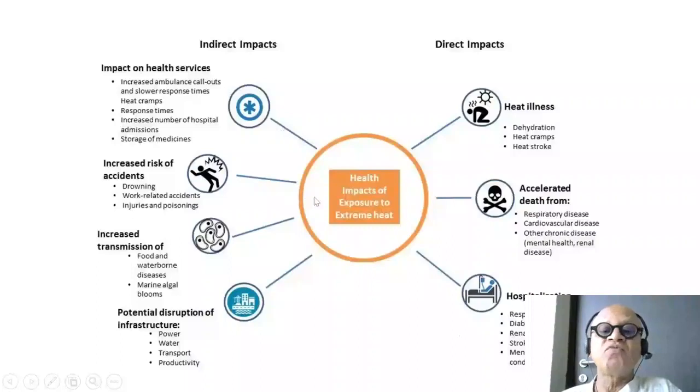Indirectly, heat waves, extreme heat, would affect the health services, so more ambulances will be called out and response will get slower, so that can cause heat cramps. The response times are affected, increased number of hospital admissions. Storage of medicines can become an issue if there are no refrigeration facilities. Increased risk of accidents like drowning, work-related accidents, injuries, poisoning. People working in factories without proper ventilation, people working outside as farmers.